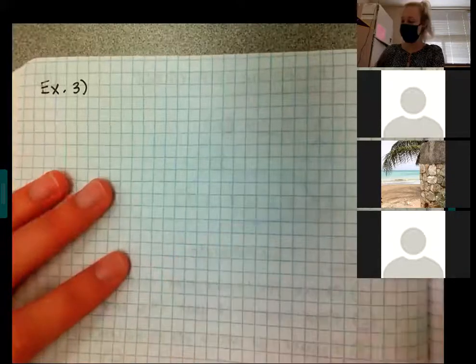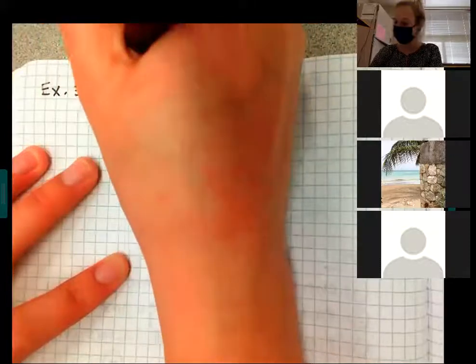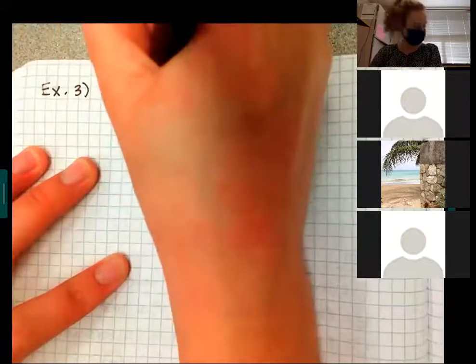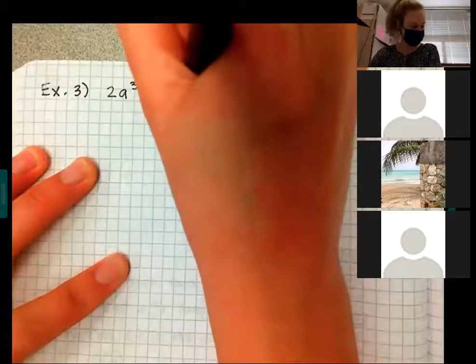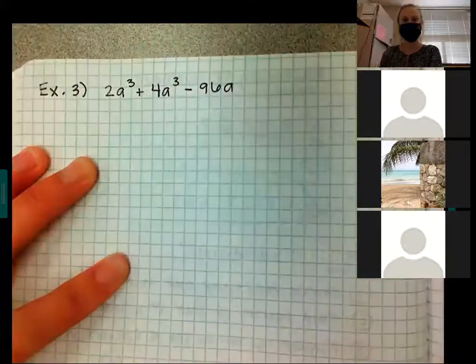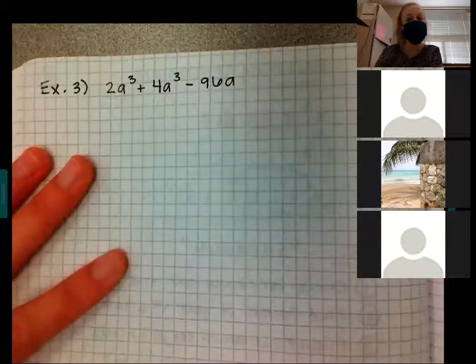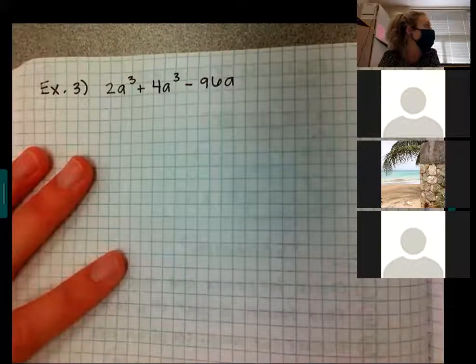All right, example 3. 2, let's do A's. I'm feeling a different letter. Plus 4A cubed minus 96A. This is the last one I'm doing for now, and I'm going to give y'all 1 or 2 to try, and then we'll add on, okay?